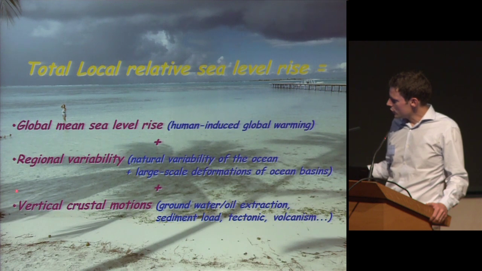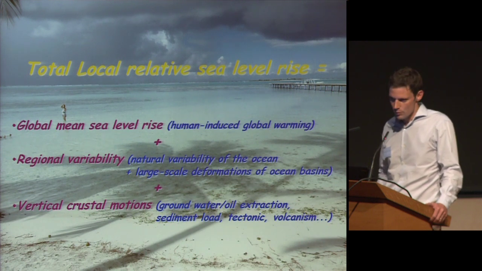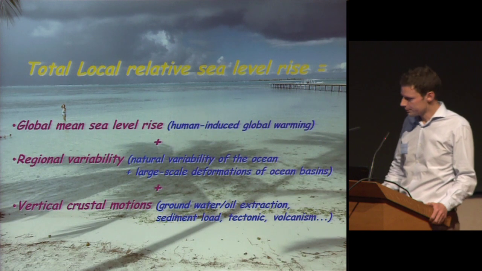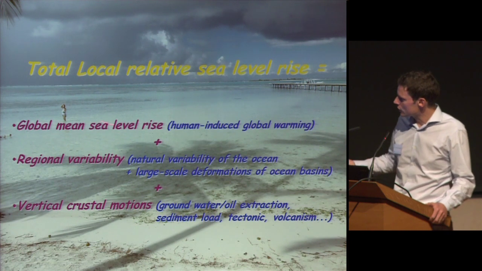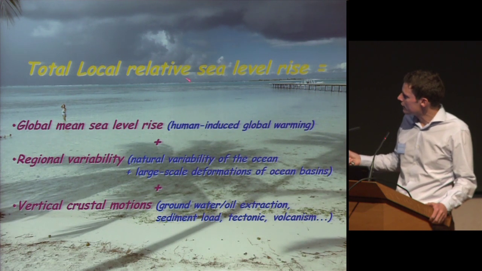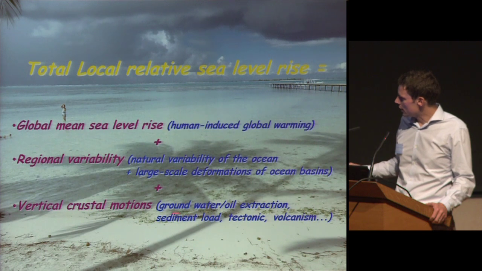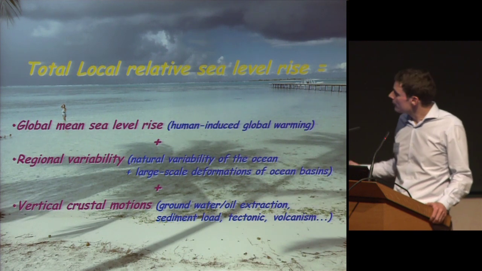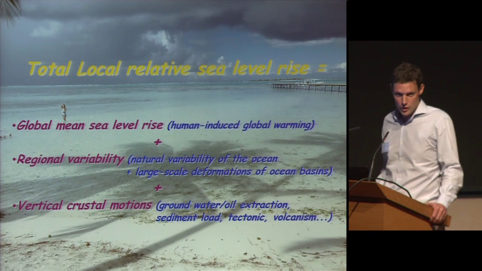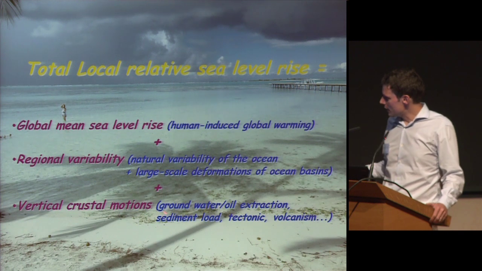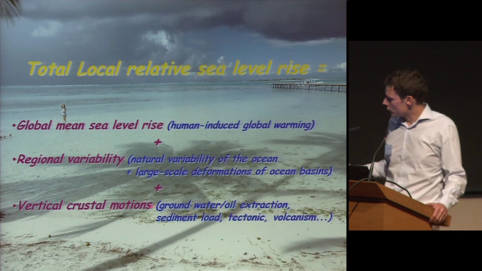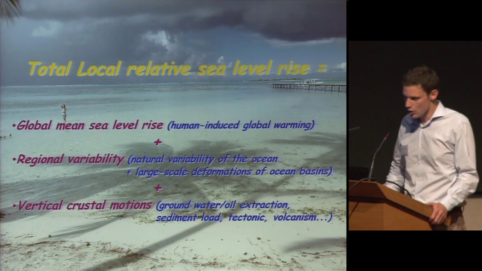There is this other term, which is the vertical crustal motion, which gives the motion of the crust at the coast, and which we need to add to these terms to have the total relative sea level change. This term can be due to natural or anthropogenic factors. Natural factors such as sediment load, tectonic volcanism, as it was shown in the presentation just before. But it can be caused as well by anthropogenic factors such as groundwater pumping or oil extraction.